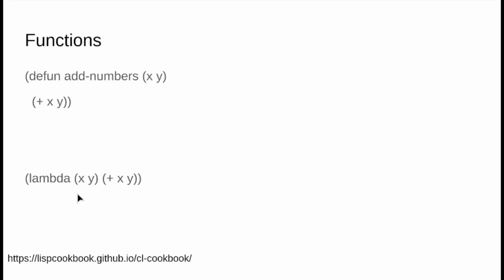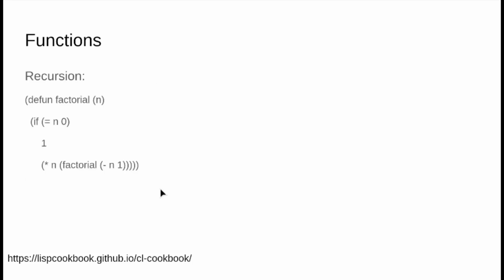A little bit about functions. This is a simple example of creating a function. So you have this defun. In this case, it's adding 2 numbers. If you're interested, you can also have anonymous functions with the lambda keyword. And a simple example of recursion, kind of the canonical factorial. Other than the syntax, really nothing abnormal.